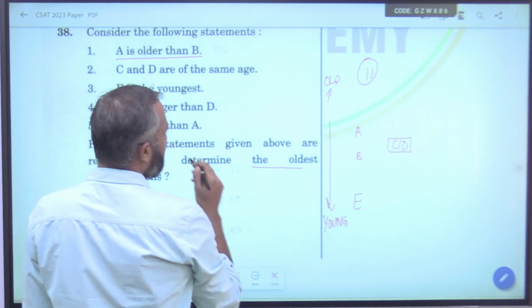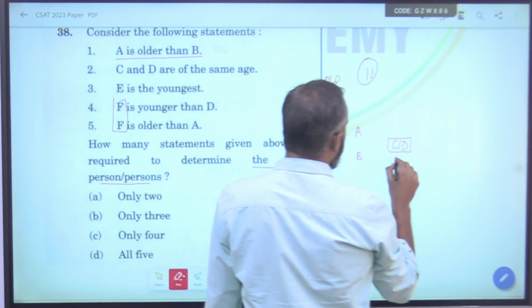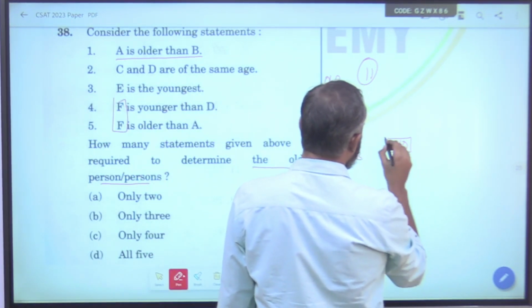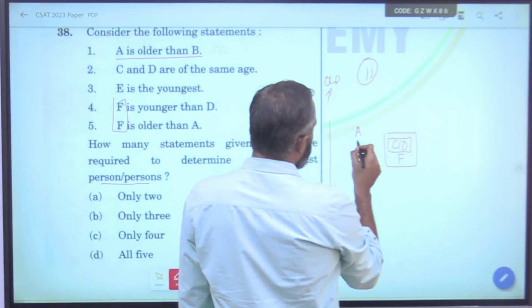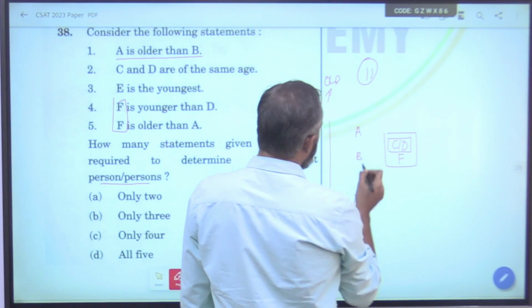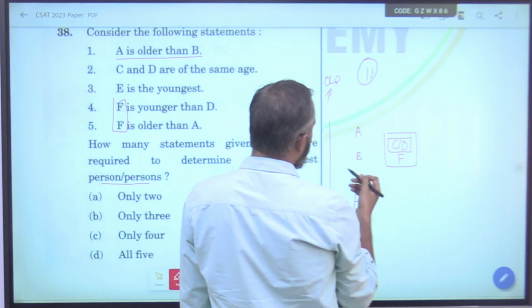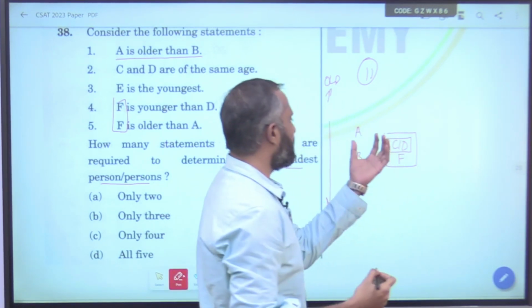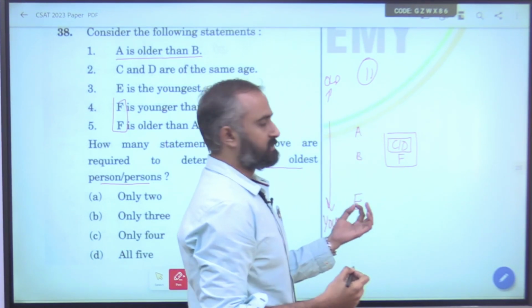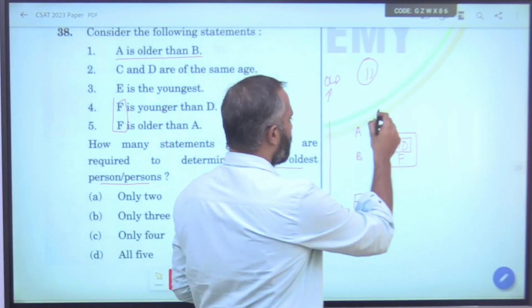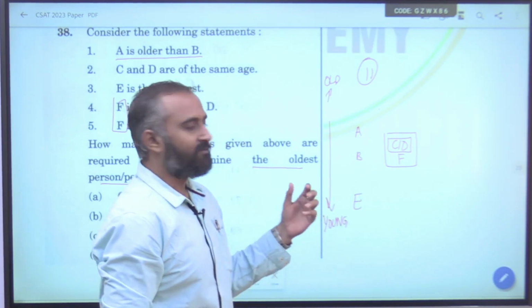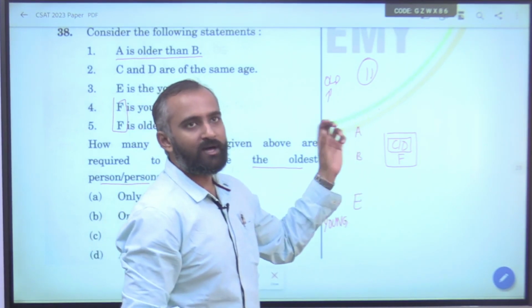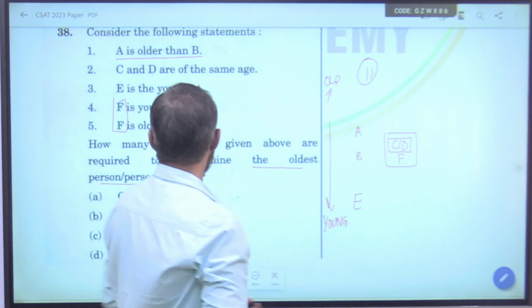F is younger than D. Okay. Now we got a relation that F is younger than D. C and D could be here, F could be here. We can't find this thing. That's why I am not writing it. All your variables should be on one side, and only when you know with surety and conviction that there could be no other possibility, then only write it.